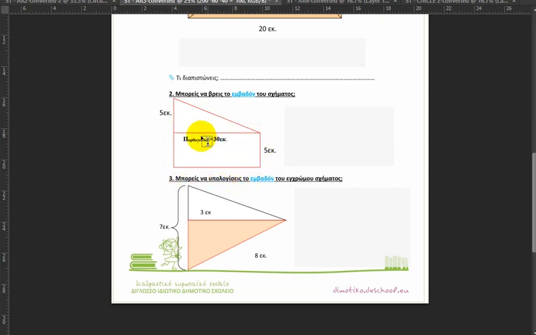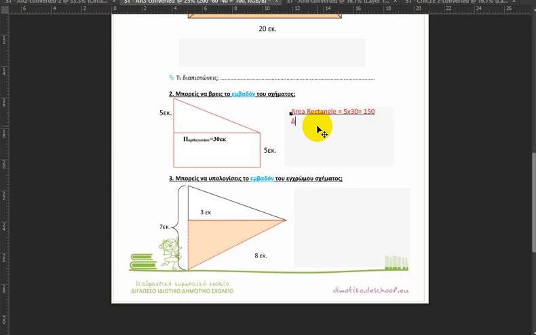Next up, we want to find the area of this entire shape, which means basically find the area of this rectangle and then this triangle and add them together. So let's do that. The area of the rectangle is easiest, so let's do that first. It is going to be 5 times 30, which will give me 150.